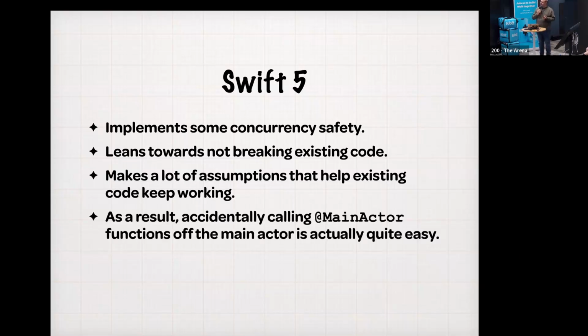So it turns out that it's quite easy to accidentally call a function that's marked as main actor, that should only run on the main actor. And it's quite easy to call it while not on the main actor by accident, because the compiler goes, oh, he probably knows what he's doing. That's fine. Let's do it.